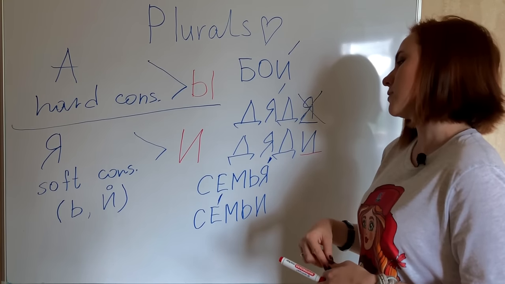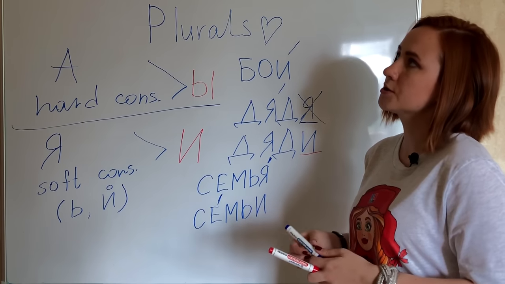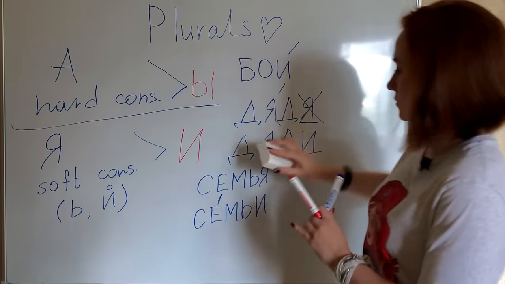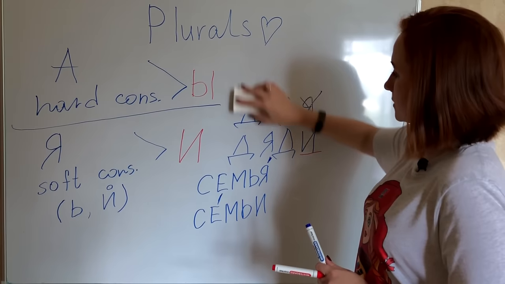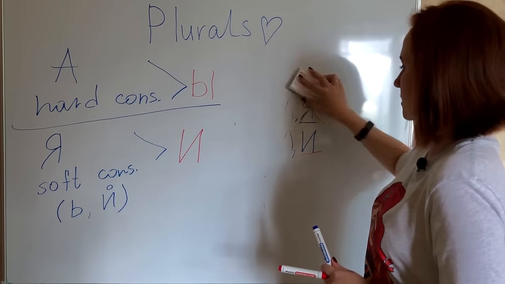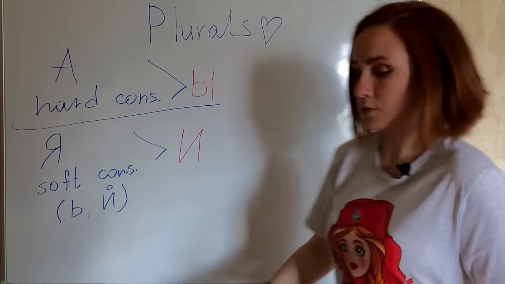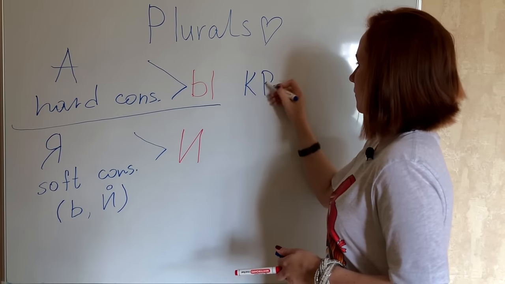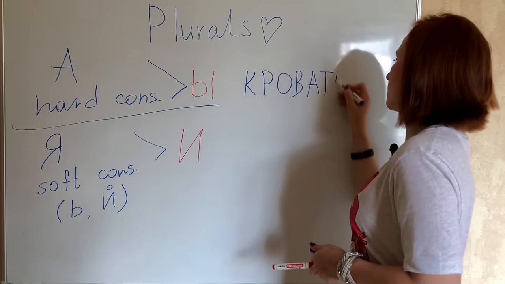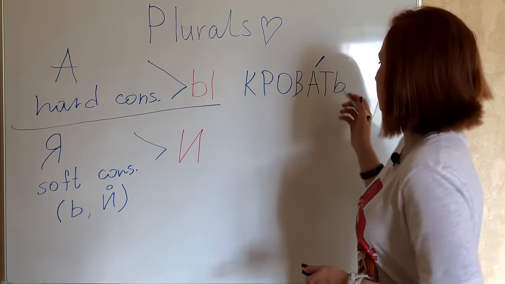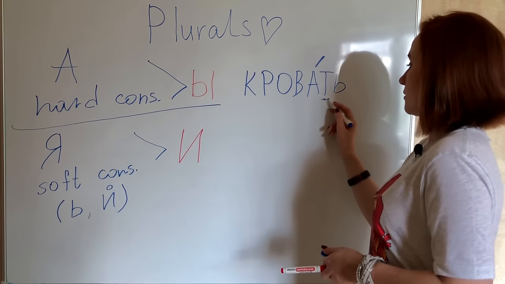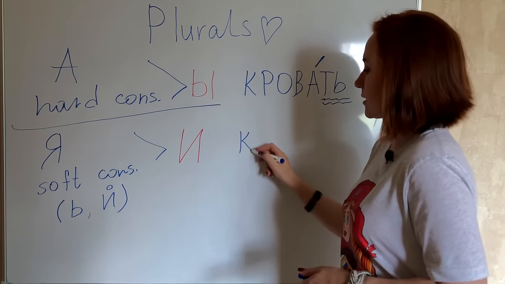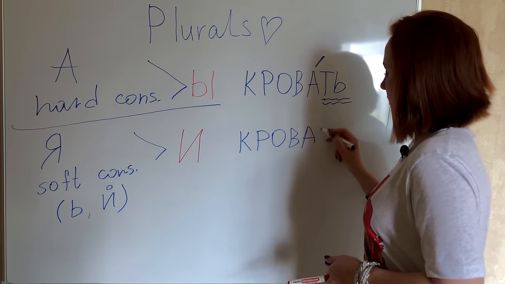And what else? Let's, I don't even know which, кровать maybe. Let's take a word with a soft consonant in the end. Hopefully you wrote it down. And let's take a word, bed. Bed, кровать. I mean the one you sleep in. Кровать is bed, and here, you see what we're having? We are having this situation, so we replace the soft sign with и, and we get кровати.